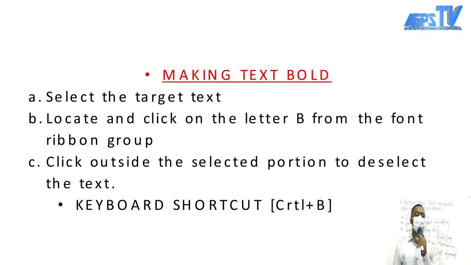Good. So, step 1, to make a text bold. Step 1, you select the target text. Step 2, locate and click on the letter B, that is a capital B, from the font ribbon group. C, click outside the selected portion to deselect the text. And the keyboard shortcut for this is Control plus B. Now you can apply all these features on your text if it has been selected.